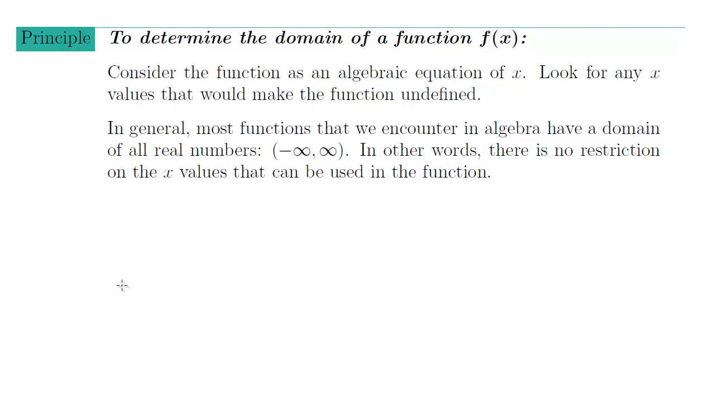For example, let's take a basic linear function. f of x equals negative 1/2 x plus 7. When we look at this function here, we can put any number we want in place of x, multiply it by negative 1/2, add 7, and wind up with a numerical value. This means that the domain for this function is all real numbers.